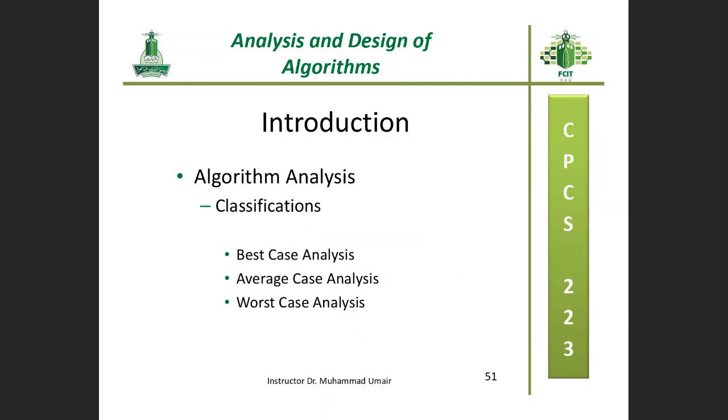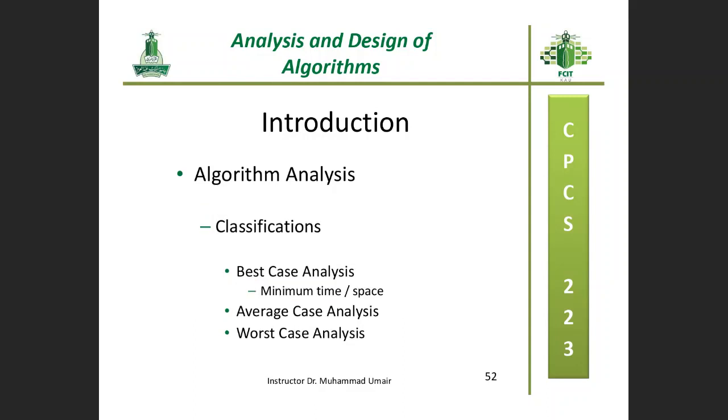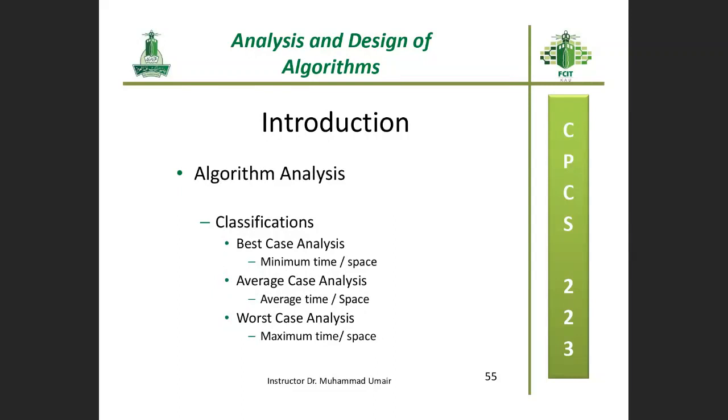Whenever you are analyzing an algorithm, there are three different scenarios on which you conclude your results. Any algorithm can have a best case scenario, in which you achieve the best, minimum running time. The second is the average case analysis, in which you calculate what the running time of that algorithm is on average. And the third is the worst case analysis, which means the maximum running time of that algorithm.